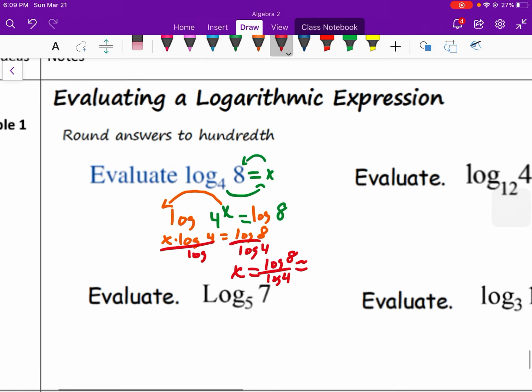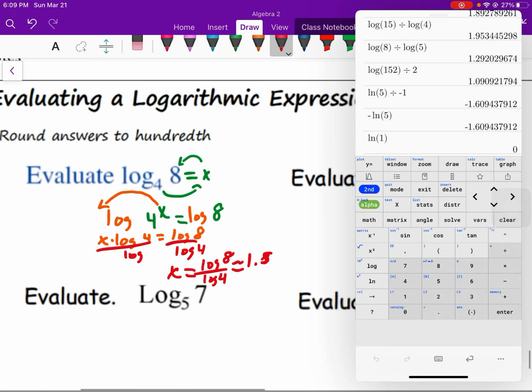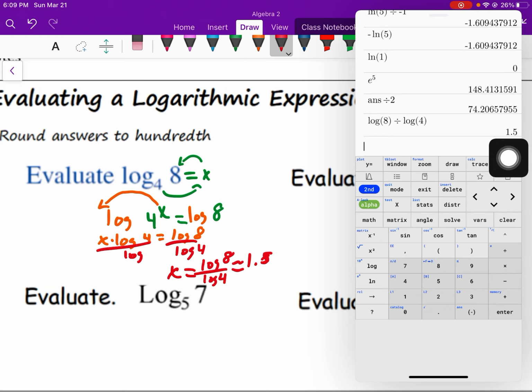And I already have approximated this. You can check on your calculator. It's approximately 1.5. And why don't I just show as a refresher. So we have log of 8 divided by log of 4. So that's, well, 1.5. It is 1.5.